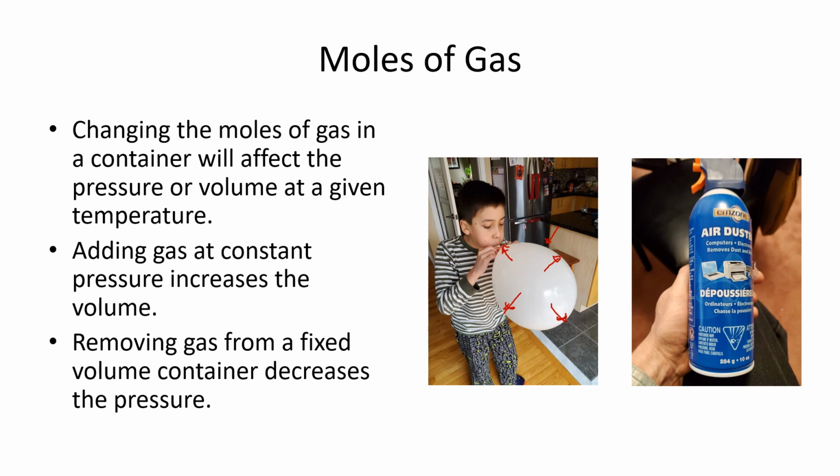The other is if you have a fixed volume like this metal canister here. It doesn't expand and contract, and so if you pull the trigger here and out comes some gas, that means the amount of gas left inside decreases. And so that's going to affect the pressure and not the volume, if the container has a fixed volume.